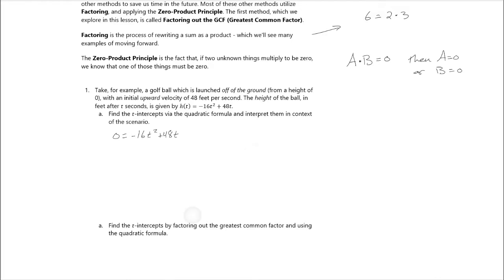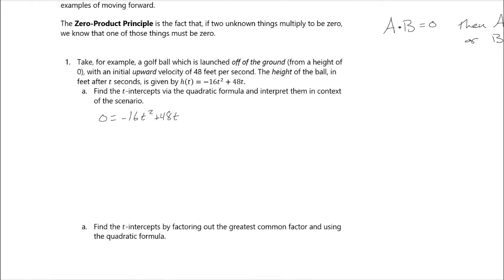And we're just going to start this out by using the quadratic formula to solve this. So the quadratic formula is that t is going to equal negative b plus or minus the square root of b squared minus 4ac all over 2a. For this problem, we have a equal to negative 16, b is equal to 48, and c is equal to 0. There's no constant on here. This is a plus 0 constant that just isn't shown.